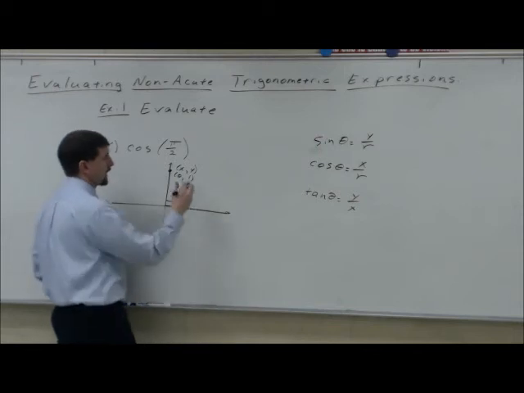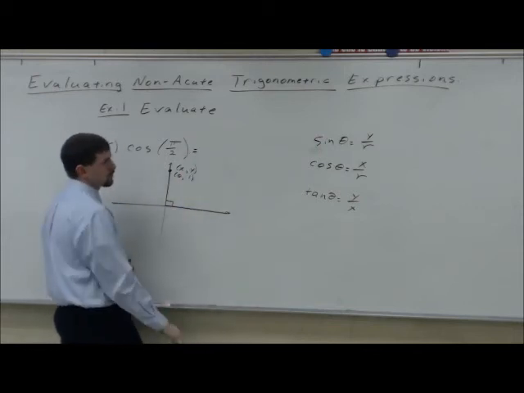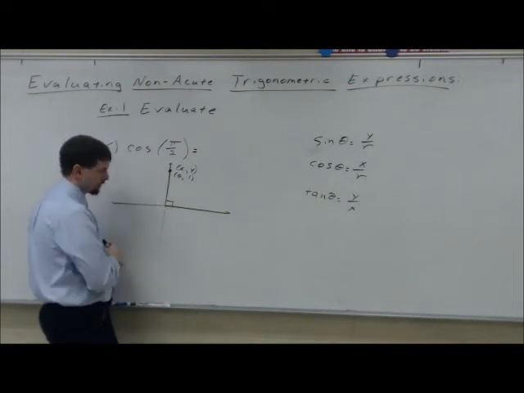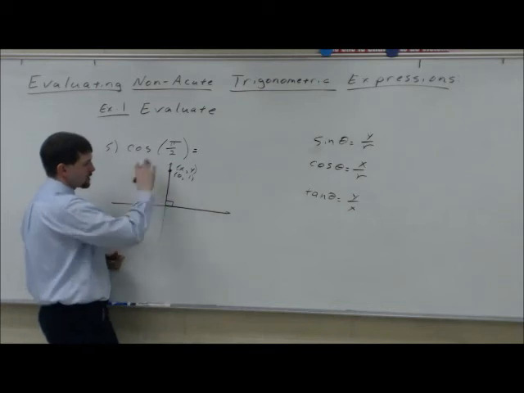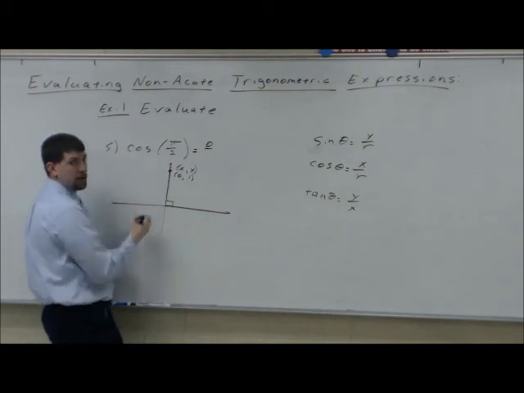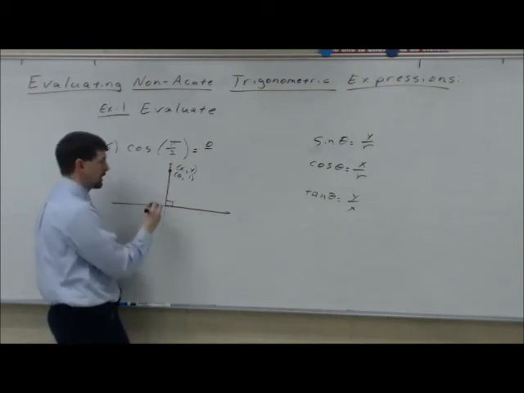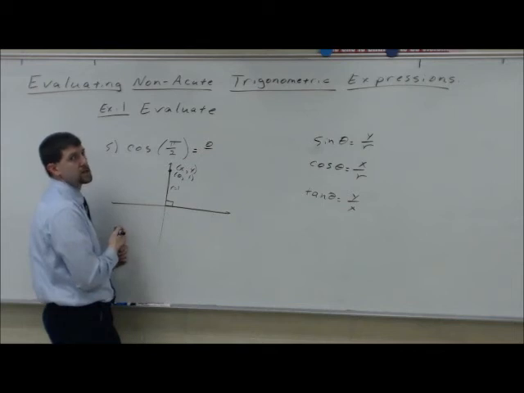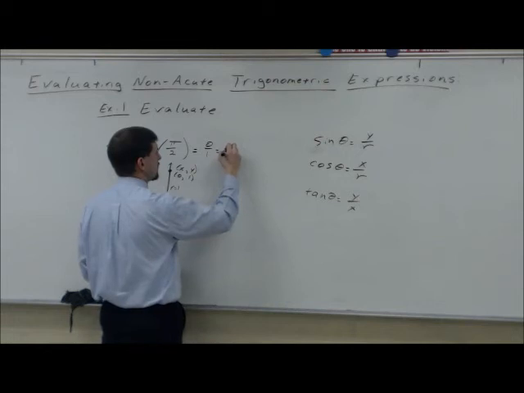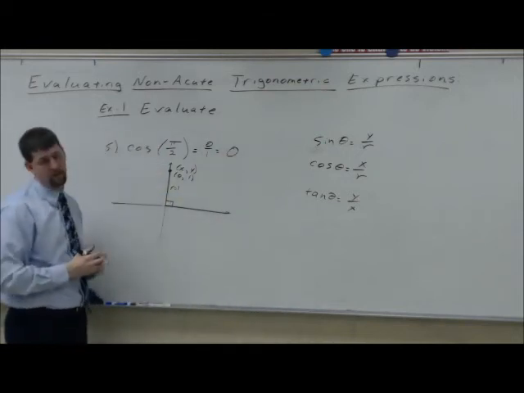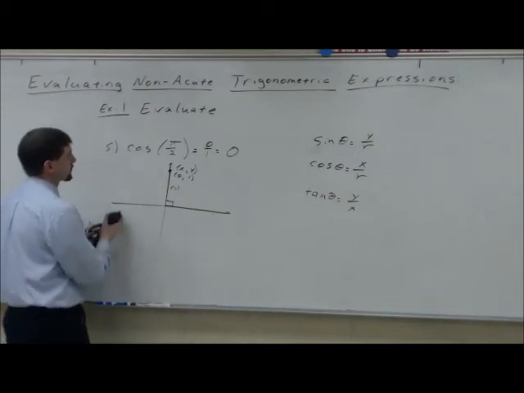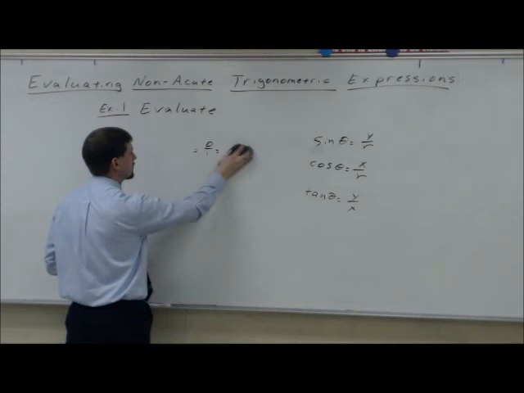So (0, 1), and I want cosine. Well, what was cosine? x over r. Horizontal distance over the radius of the circle associated with that rotation. So horizontal distance is 0, and the height, or the distance to that point, is going to be 1. r is 1 in this case, because from the origin up to 1 is 1. So 0 over 1 equals 0. Cosine of pi over 2, or cosine of 90 degrees, is 0. That works for all quadrantal angles.